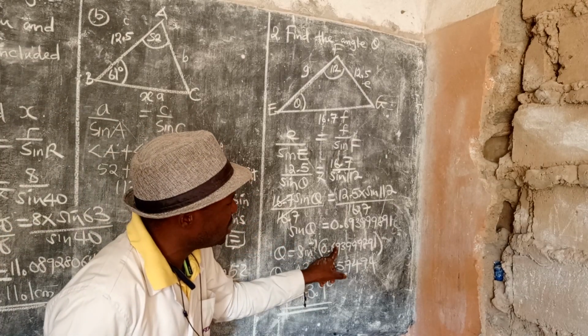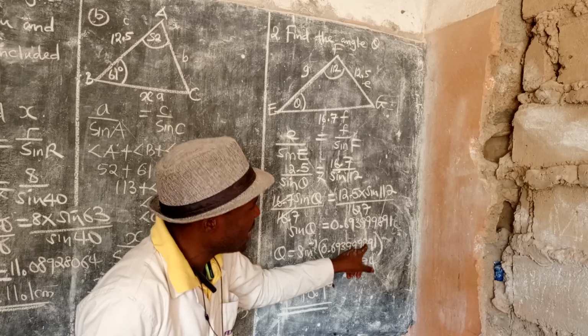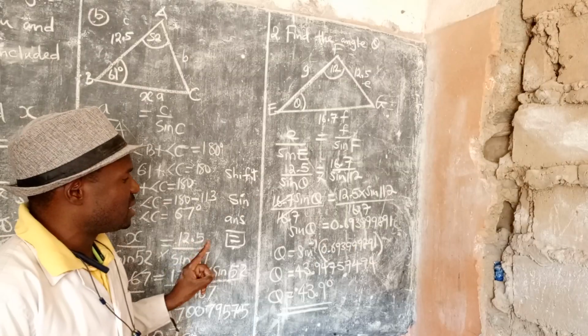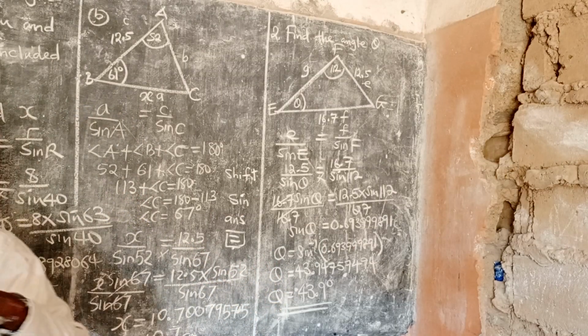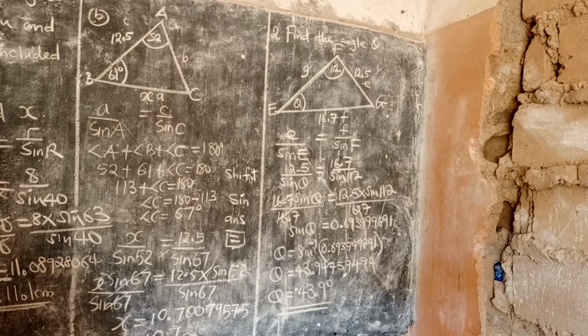Instead of rewriting the numbers again, you can type shift, sine, 0.693999891, then press equals. It's okay. It's just a shortcut.